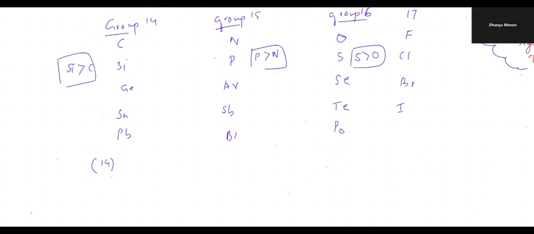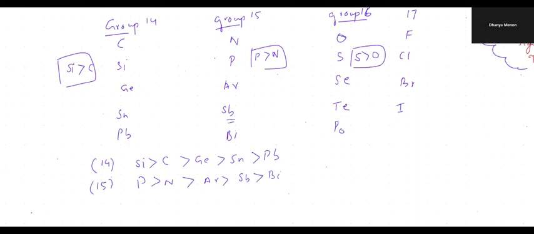Okay, there's one more discrepancy. I'll just tell you, but before that, in case of group 14, we write the order like this. Silicon is having a higher electron affinity than carbon, then the normal trend, germanium, tin, and then lead. Similarly, for group 15, I have phosphorus greater than nitrogen, arsenic, antimony, and bismuth.